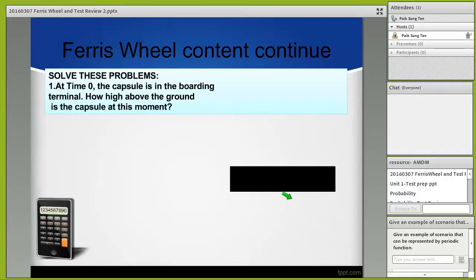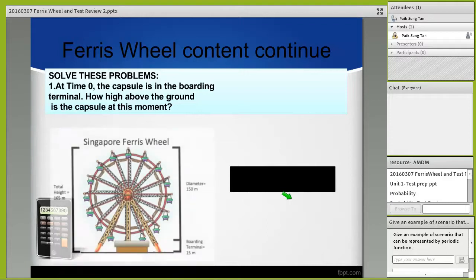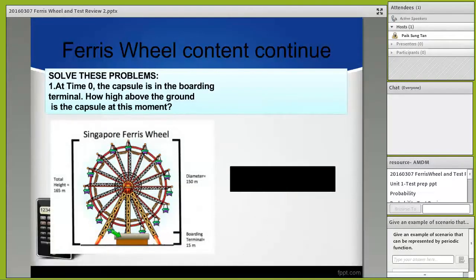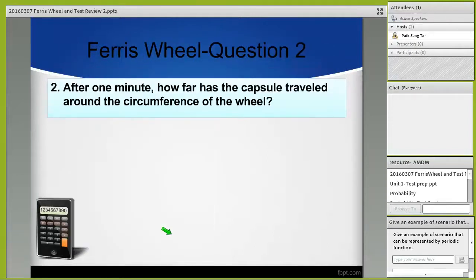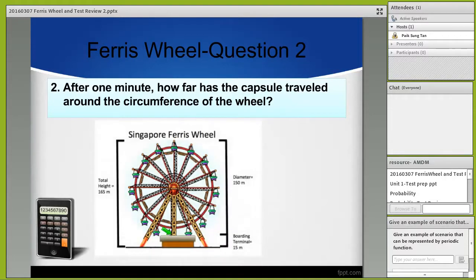Alright, Ferris wheel content. So continue. At time 0, the capsule is in the boarding terminal. How high above the ground is the capsule at this moment? So, if it's at the boarding terminal right here, how high is it from the ground? It's pretty simple. It's 165 meters, the total height, minus the diameter of 150, which gives you 15 meters. At 1 minute, how far has the capsule traveled around the circumference of the wheel? Given the information, let's see.